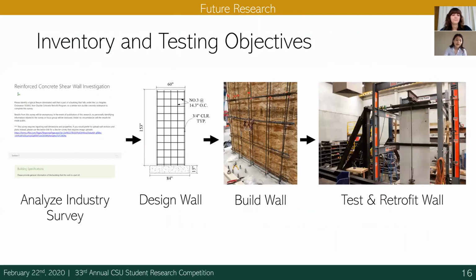In order to prepare us for the next step, we sent out an industry survey to ask engineers in practice questions about their walls' material properties, the wall geometry, how they analyze their walls, and more importantly, the retrofit process that was being pursued. And we're hoping that with the data gathered from this industry, the next team can come in to design the wall, build, test, and retrofit it.